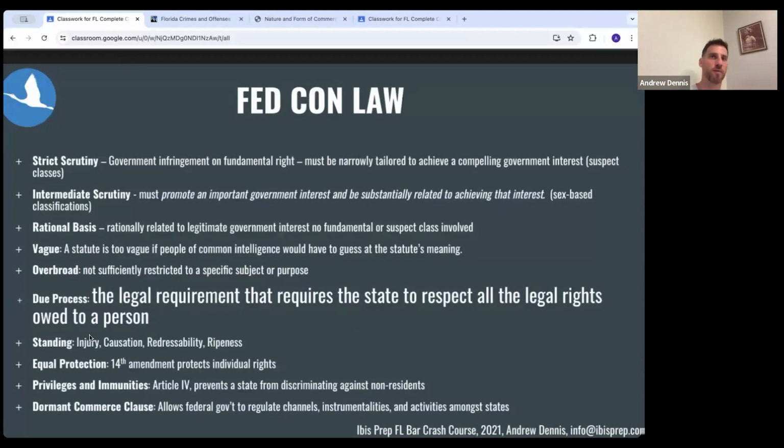I think these terms come up in every common law essay. They usually give you a statute or ordinance and want you to attack it. One way to attack it is usually that it's vague or overbroad. A statute is too vague if people of common intelligence would have to guess at the statute's meaning, and it's overbroad if it's not sufficiently restricted to a specific subject or purpose.